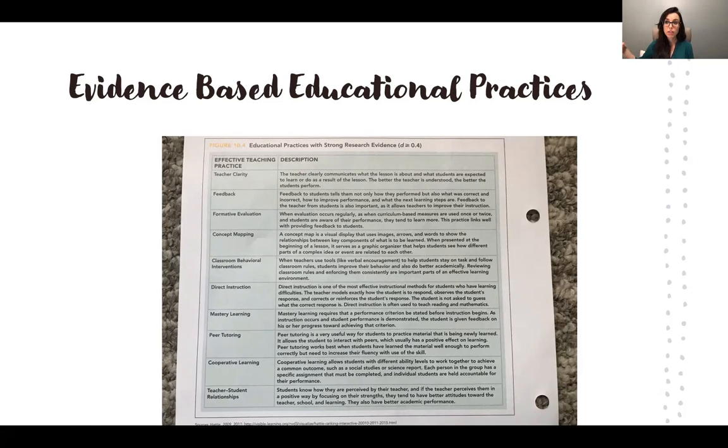If 70% of your class isn't getting it, it's probably not them. It's probably you needing to reteach the material. So definitely always assess. Concept mapping, I showed you an example of that. We've talked extensively about classroom behavioral interventions that you can do. Direct instruction, it's set up in the format just like your lesson plan was, so we've already really gone through that. Mastery learning, we haven't talked a lot about, but I would say that's huge.